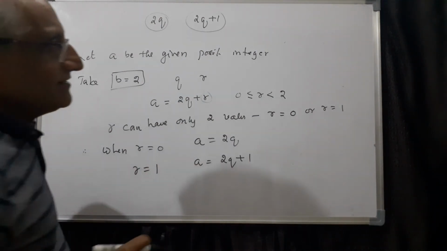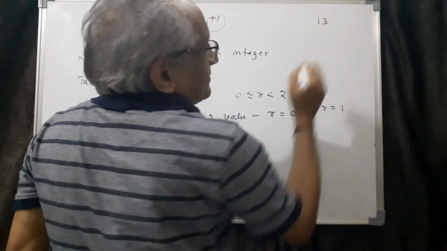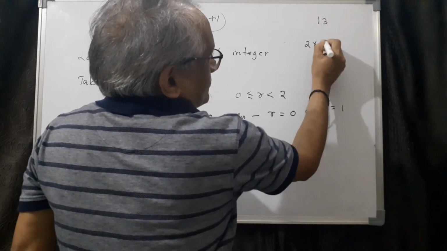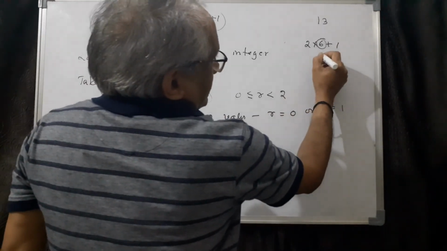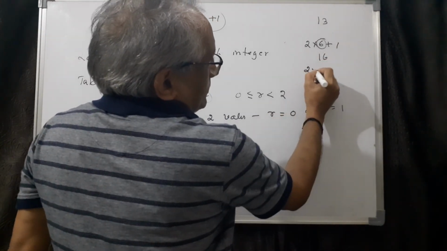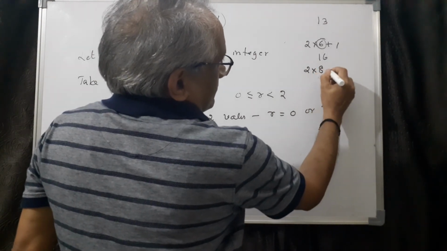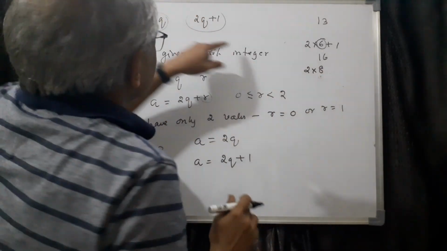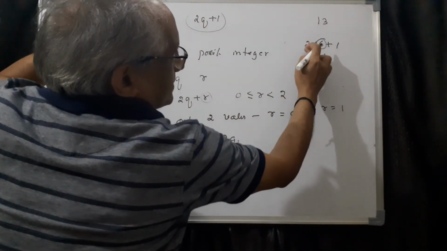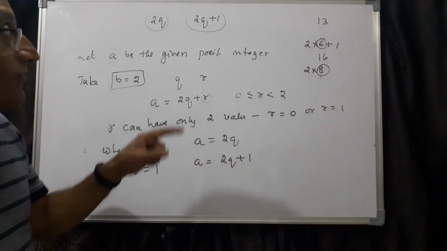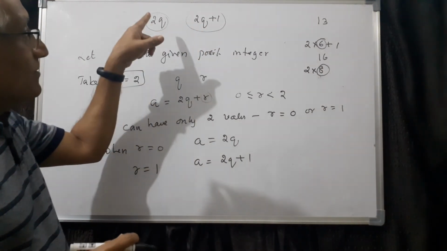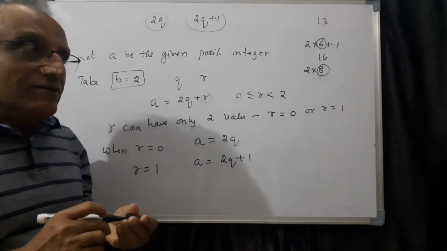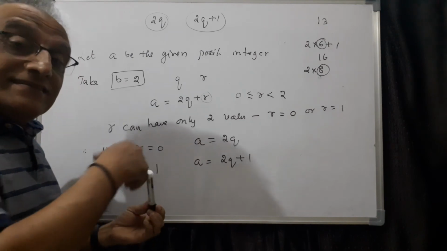Let me clarify this with examples. Say for example 13, this is odd, therefore I can write this as 2 into 6 plus 1. So this is our q. Suppose you take 16, it is 2 into 8 plus 0, and definitely 0 I need not write. So this is the 2q form, whereas the other is the 2q plus 1 form. All the odd integers can be written in this form, and all the even integers can be written in this form. So this is the example. Using the division algorithm, we can prove many such interesting results.